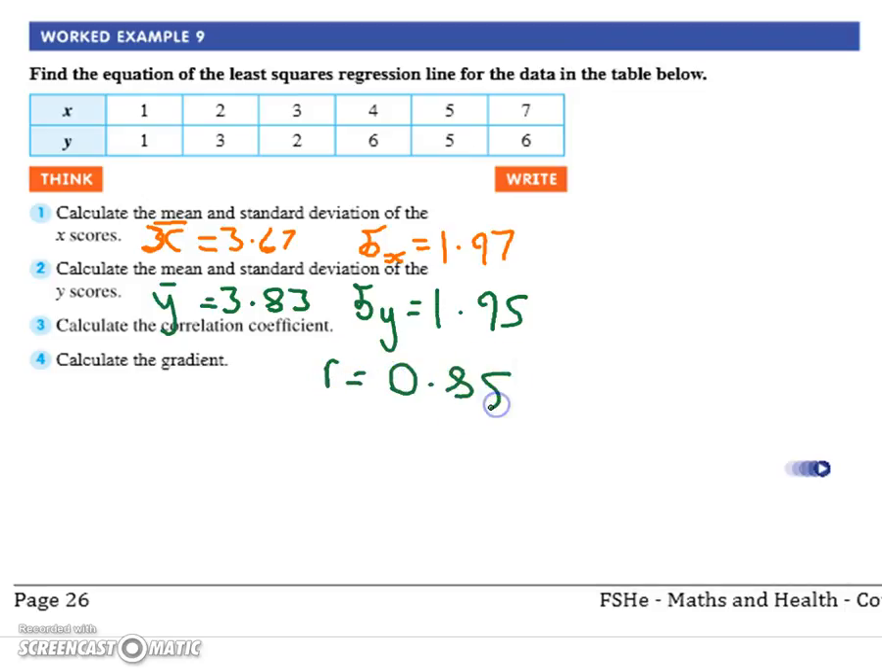Okay. So you now have your mean of X, your mean of Y, your standard deviation of X, standard deviation of Y, and your correlation coefficient, sorry. What else do you need? Gradient. How do you work out the gradient? It's a very good question. Kirby, what does it give us as our answer for our gradient? Or how does it tell us our working out?